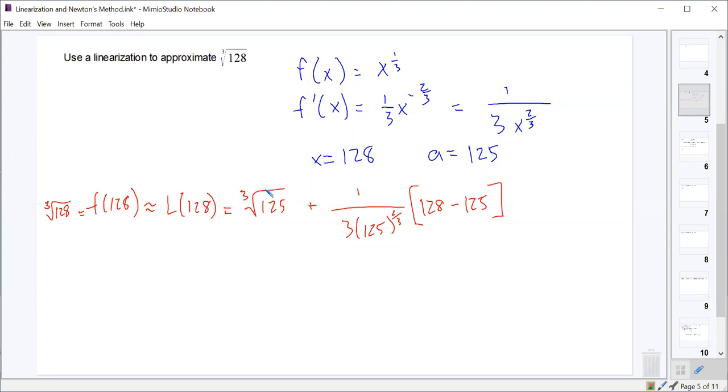Nope. All right. So cube root of 125, like we said before, is 5. And then here, 125 to the 2/3. So that's the cube root of 125, which is 5, squared, which is 25. So we're going to have plus 1/3 times 25 times 3. So the 3's will cancel, and we end up with 5 plus 1/25. 1/25, if I wanted to write that as a decimal, would be 5.04. Good or no? Good. Good.